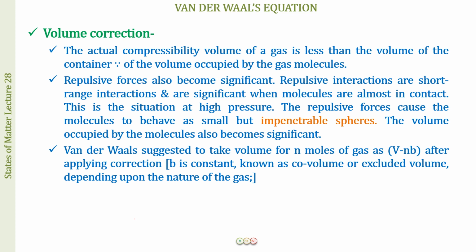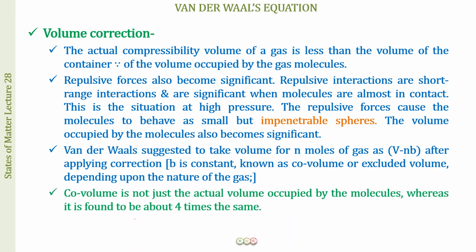Why will it depend upon the nature of the gas? Because if the molecular size is more, then the value of b will be more. When the gas molecules are bigger in size, they will be occupying a greater volume. When the molecular size is less, they will be occupying a lesser volume. So the value of b will be less.